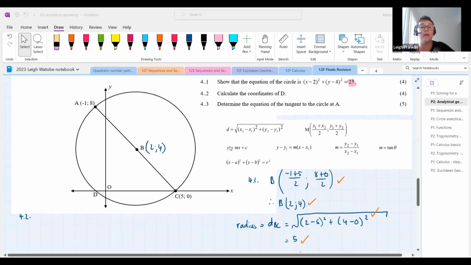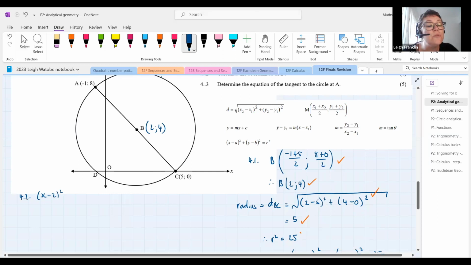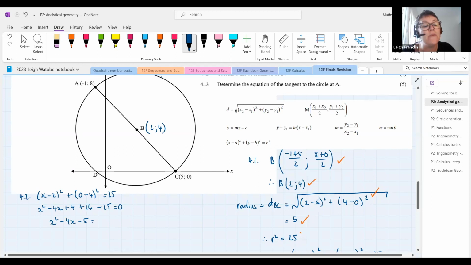Excellent, lovely, well done. All right, so just formalizing that very quickly. You guys have already done this. I'll just show you where your marks would be allocated. So of course, we've got x minus 2 squared plus, and then at D, y is equal to 0 because it's an x-intercept. So this would be 0 minus 4 squared is equal to 25. That would have given us x squared minus 4x plus 4 plus 16 minus 25. Getting into standard form, we would have had x squared minus 4x minus 5 equals 0.